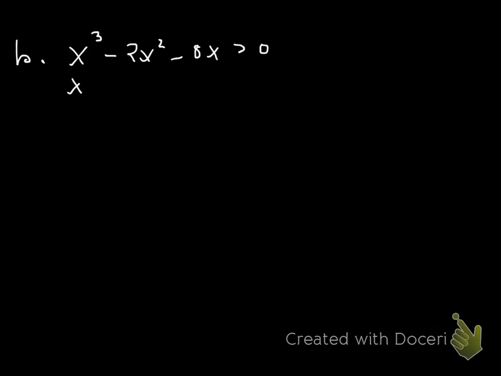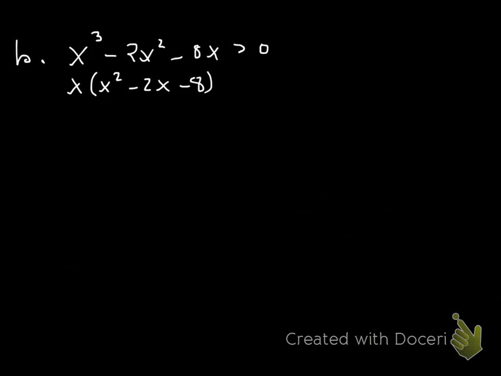So let's see. Good thing is it's already one side 0. We're going to try to factor this. The GCF, it looks like, is going to be an x, so we're going to factor an x out. And then we're going to go ahead and factor the remaining piece, the x squared minus 2x minus 8. So we're going to need a product of negative 8 and a sum of negative 2.